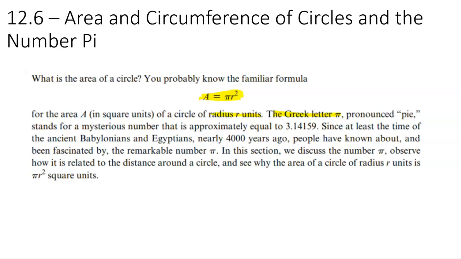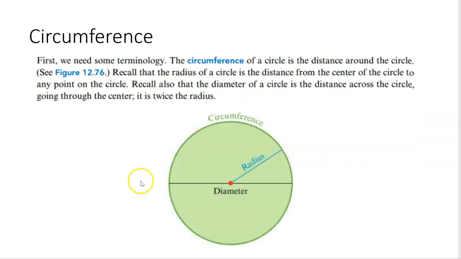Nearly 4,000 years ago, it's believed that the ancient Babylonians and Egyptians knew about pi and actually used it. They got really, really close. So in this section, we are going to discuss pi and how it's related to the distance around the circle and why the area of a circle of radius r is pi r squared. But we are going to start with circumference.